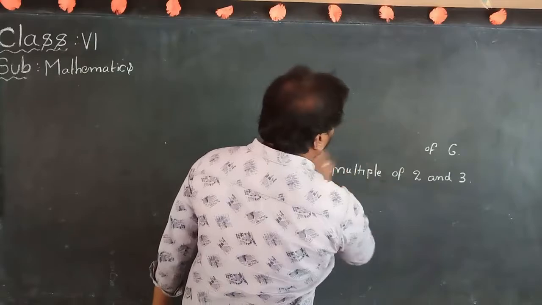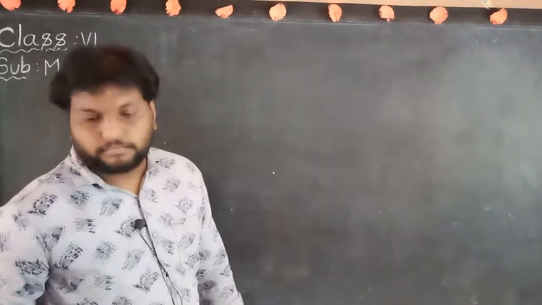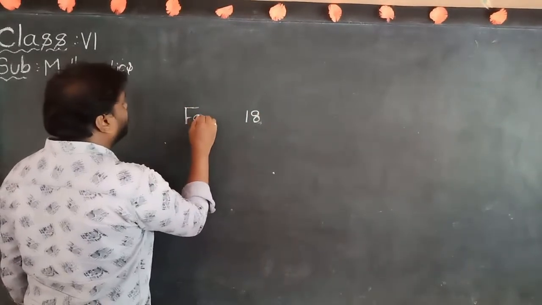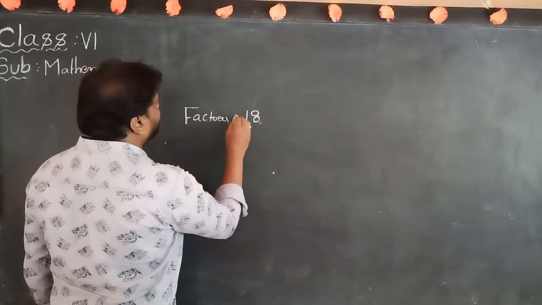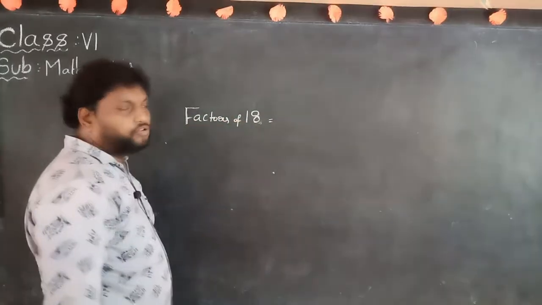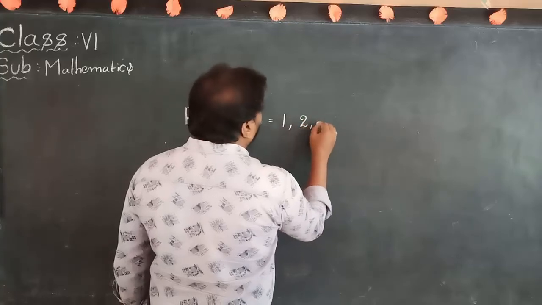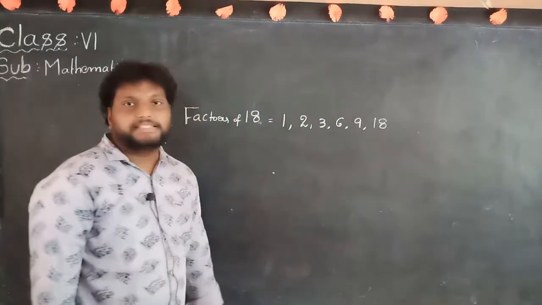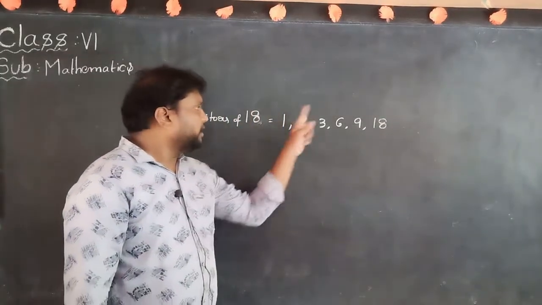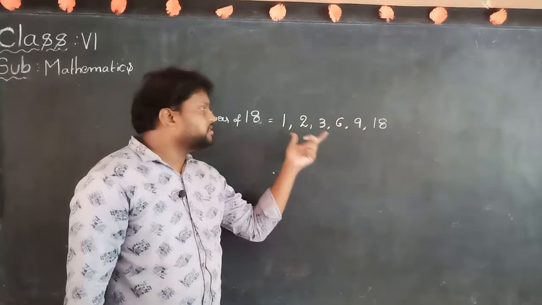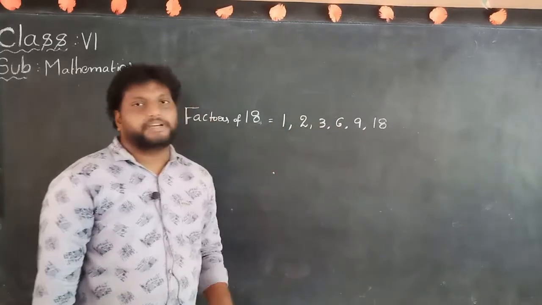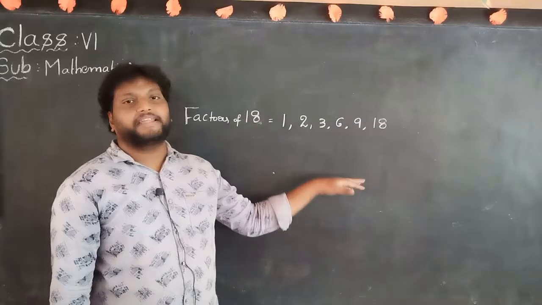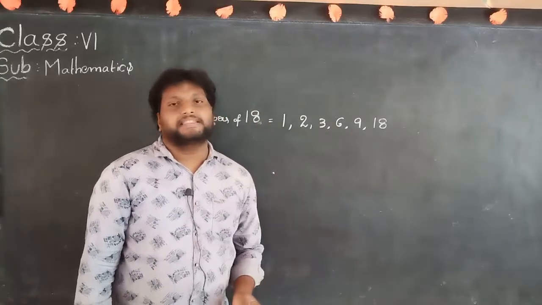Then we'll take one more example, 18. Factors of 18 are 1, 2, 3, 6, 9 and 18. These are the factors of 18. 1 and 18 are a pair, 2 and 9 are a pair, 3 and 6 are a pair. Means in total 6 numbers are factors of 18. Means 18 is divisible by these 6 numbers.